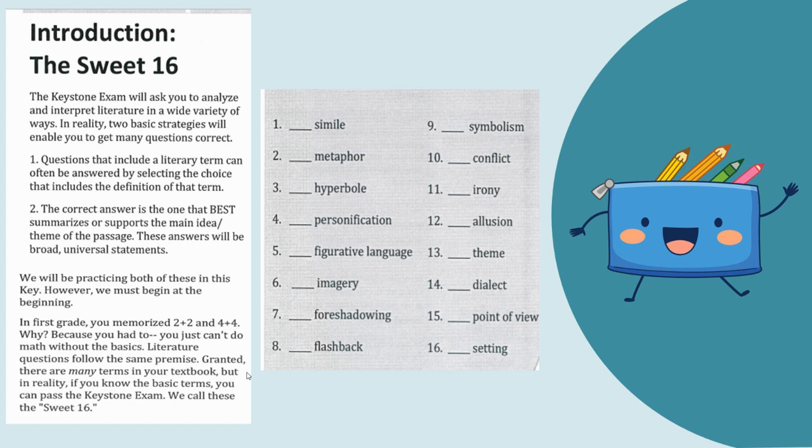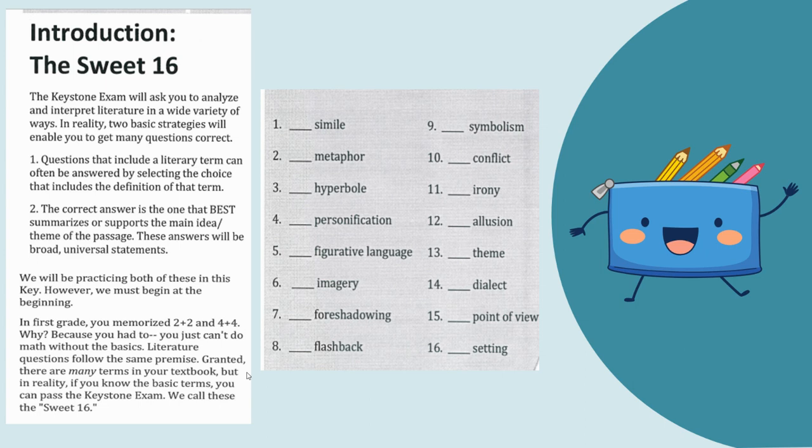But we're going to begin at the beginning. So, we're going to go through our words. In first grade, you memorized 2 plus 2 and 4 plus 4 because you had to. You just can't do math without the basics. And literary questions have the same premise. There are many terms, obviously, in English class and literature class, but we're going to look through some basic Sweet 16 that will help you pass the Keystone exam.